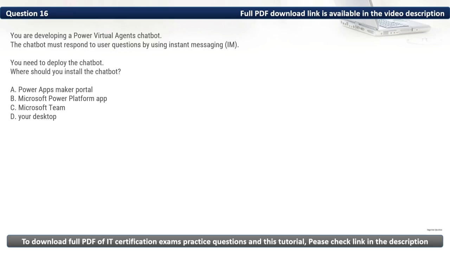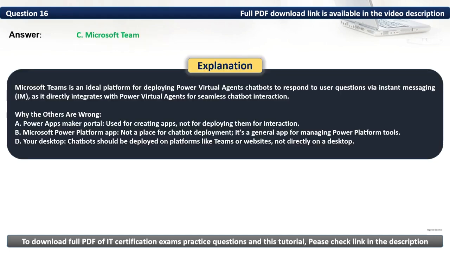About option D, chatbots should be deployed on platforms like Teams or websites, not directly on a desktop. As such, we should install the chatbot on Microsoft Teams. Thus, the correct option is C. Microsoft Teams is an ideal platform for deploying Power Virtual Agents chatbots to respond to user questions via instant messaging as it directly integrates with Power Virtual Agents for seamless chatbot interaction.